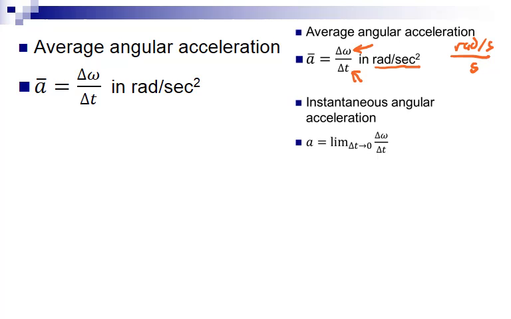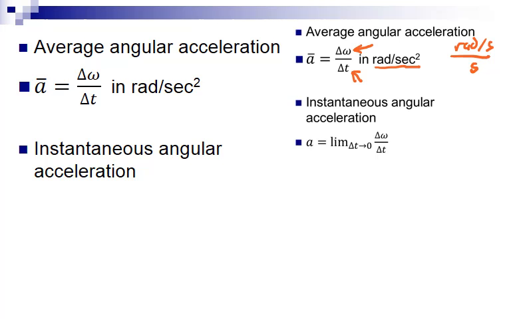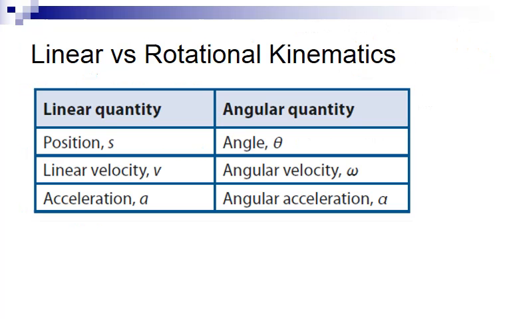The average angular acceleration will help us determine what's happening with the motion, similar to what we did with linear acceleration, where the object's getting faster or slower. And then the instantaneous angular acceleration will help us see what's happening at that moment. When we look at linear versus rotational, it's helpful to compare the different things.